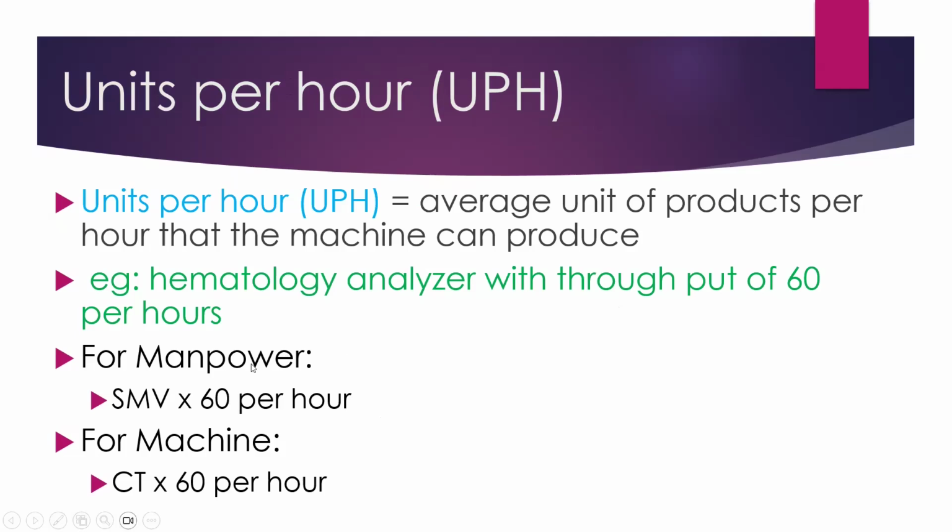So for manpower, we can calculate it as standard minute value, if it is in minutes, multiplied by 60. So we can get the result in hours. And for a machine, it is cycle time, if it is in minutes, multiplied by 60. So we get the result per hour.